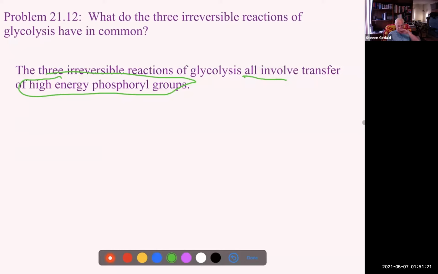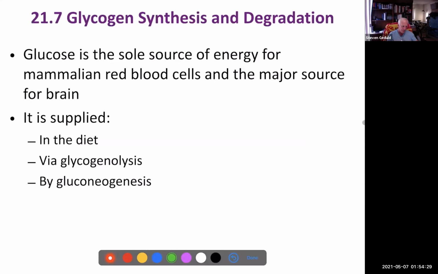Okay. When you do that, you generate ATP and you generate a different molecule. You cannot back that up once it's phosphorylated. It doesn't give you the same compound anymore. Glycogen synthesis, okay, and degradation.